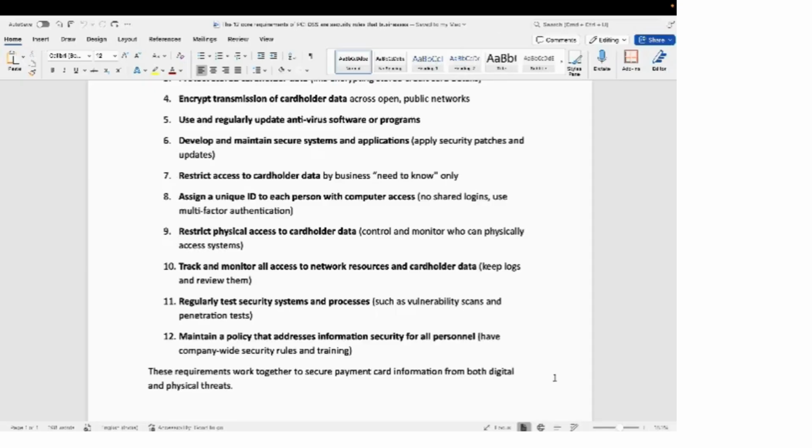across the company. So these 12 requirements work together to secure payment card information from both digital and physical threats.